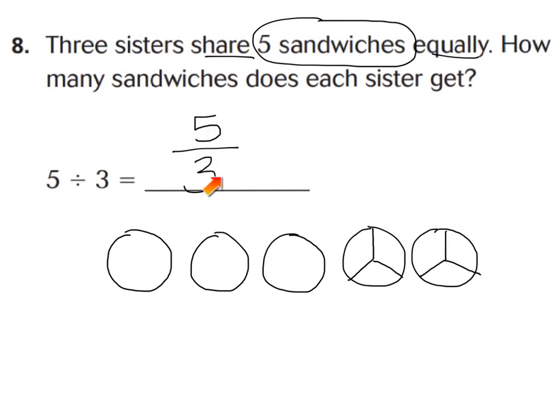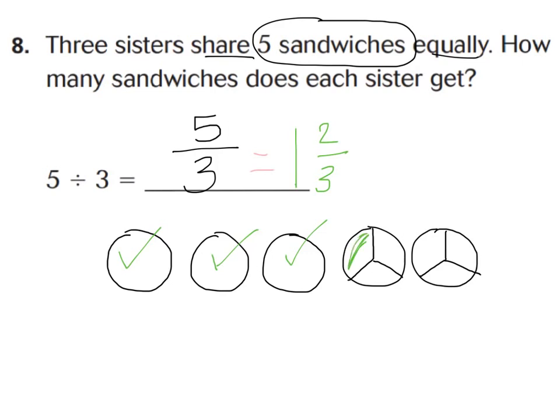So remember, to change an improper fraction to a mixed number, you divide. 5 divided by 3 is going to equal 1 whole and 2/3. And here's why. Each sister is going to get 1 sandwich apiece because there's 3 whole sandwiches right there. Now there's 2 sandwiches left over. So I'm going to cut them into thirds because there's 3 sisters to share them.